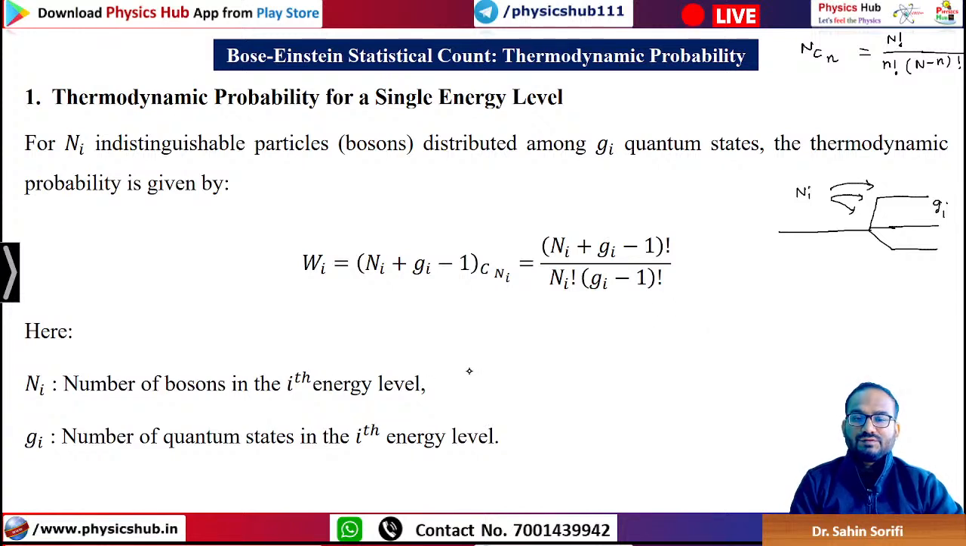Ni is the number of bosons in the ith energy level. This is the ith energy level. Gi is the number of quantum states in the ith energy level, so degeneracy you can say.